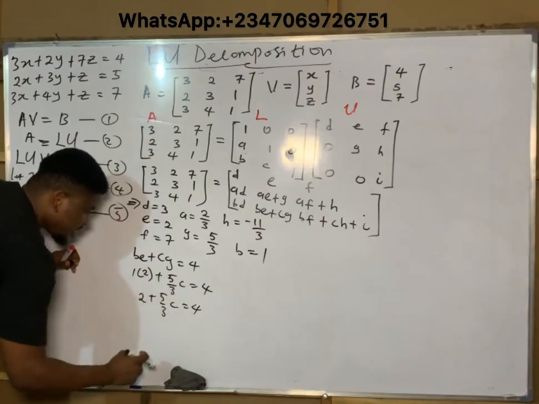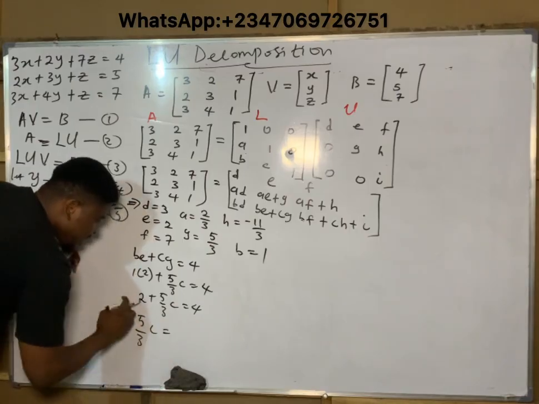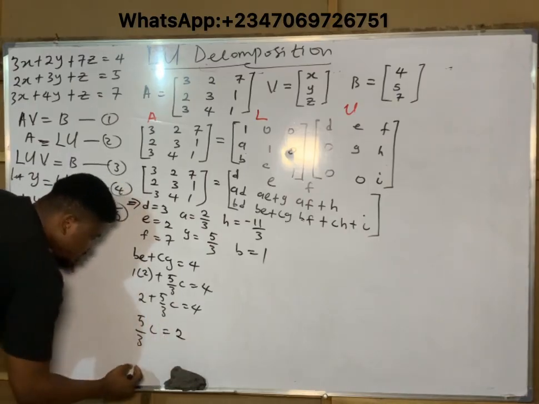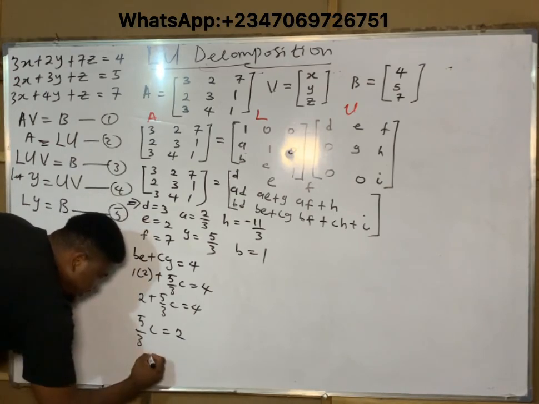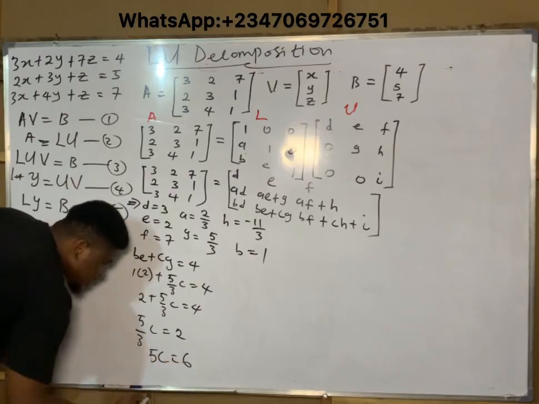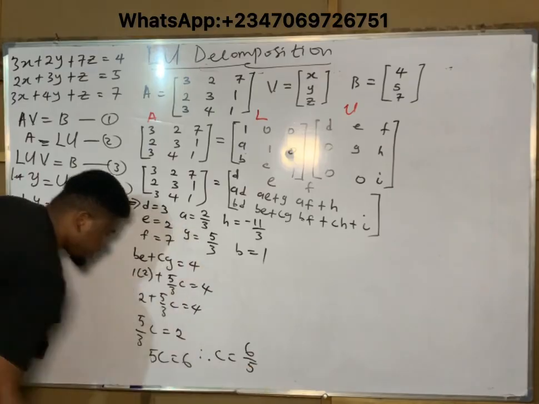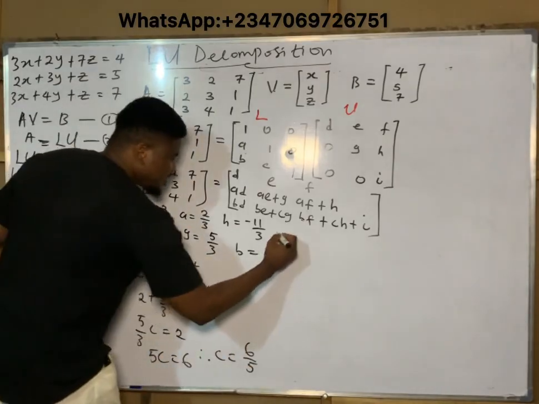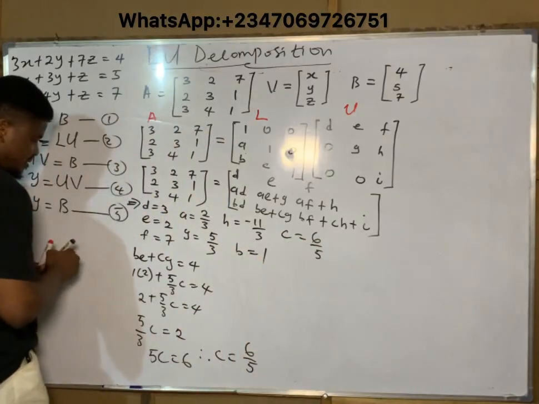Let's send 2 over here. You have 5 over 3 C to be equal to 4 minus 2, which gives us 2. So if you cross multiply, 3 multiplies 2, this gives us 5C equals 6. And therefore, C is equal to 6 over 5. So we have our C to be equal to 6 over 5. Okay.